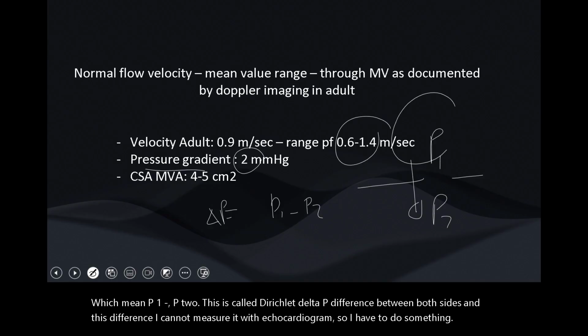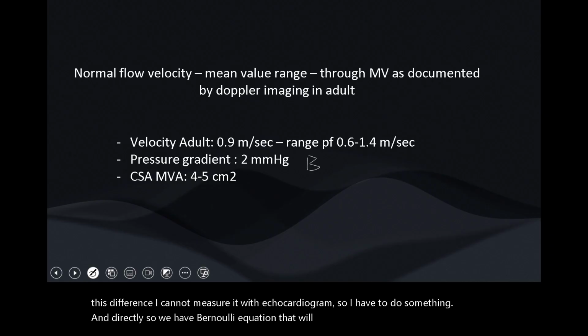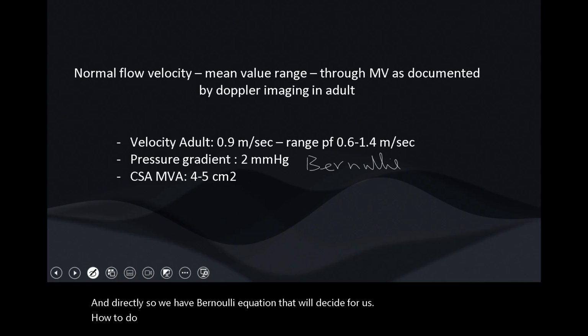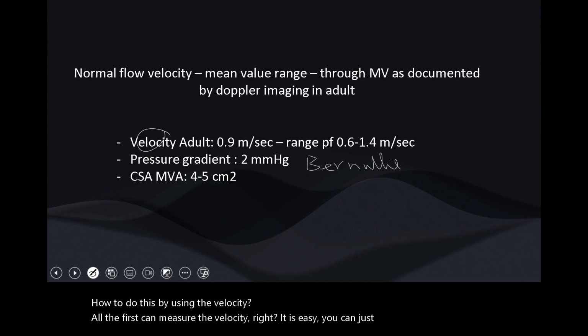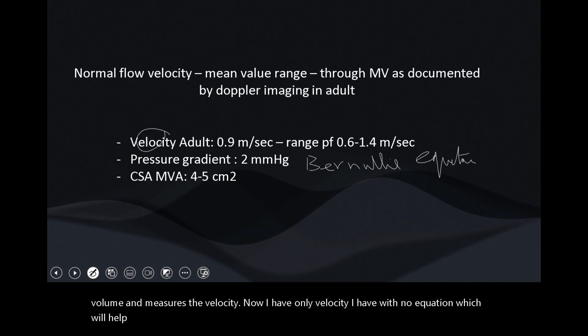indirectly. So we have the Bernoulli equation that will decide for us how to do this by using the velocity. All of us can measure the velocity, right? It is easy. You can just restrict the sample volume and measure the velocity. Now I say I want the pressure gradient. I have only velocity, and the Bernoulli equation will help you decide what the pressure gradient is.